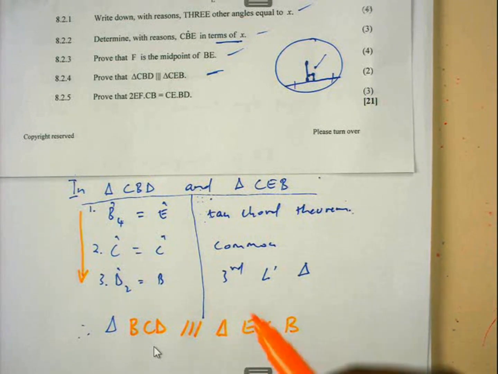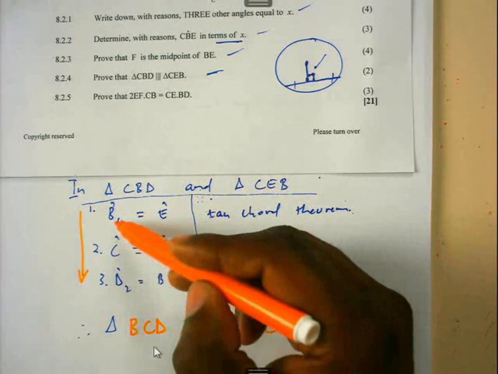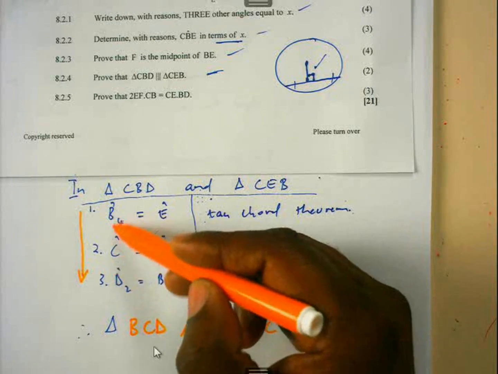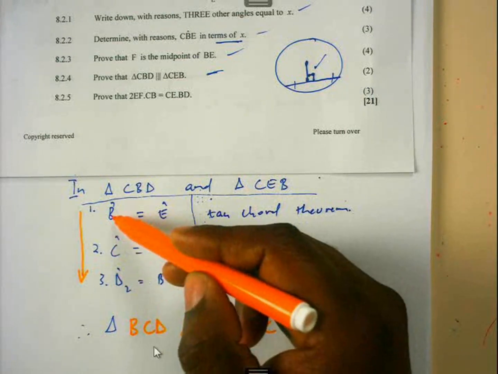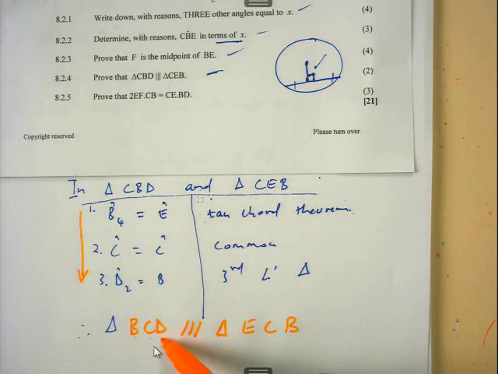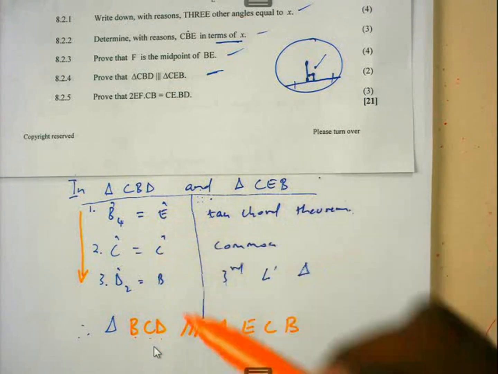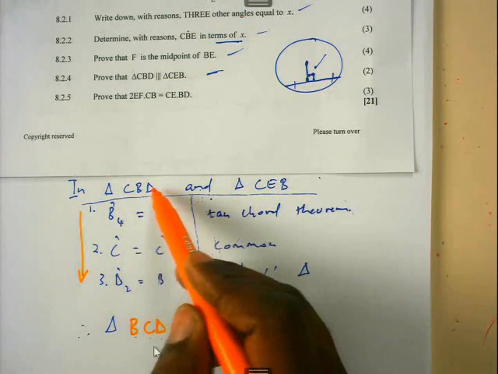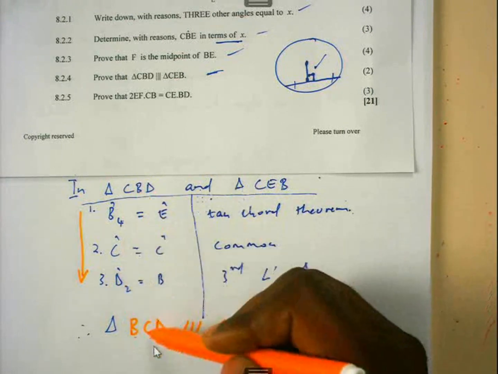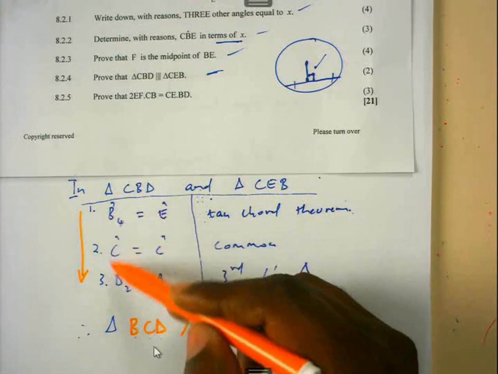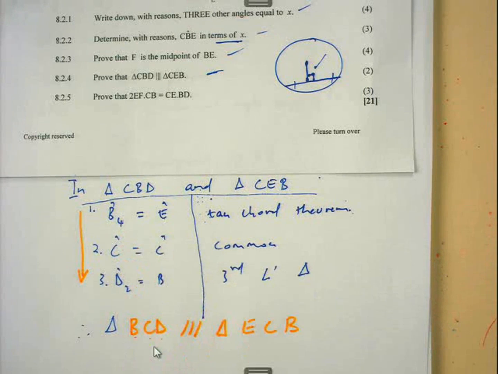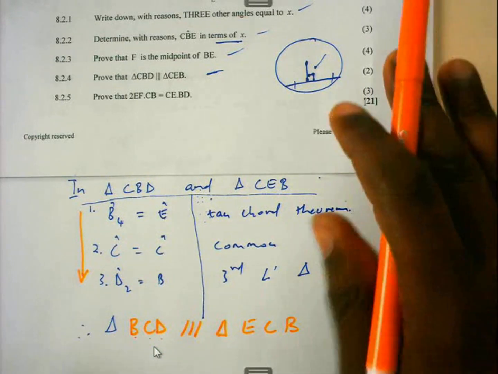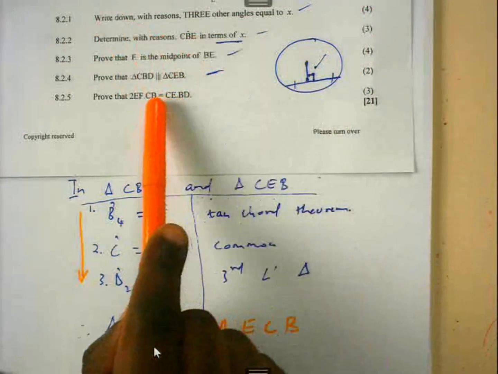Do you see that? Triangle ECB. We write them in the order in which we wrote the angles. Triangle BCD is similar to triangle ECB. It is still the same triangle in any case. But now we want to write it in the order in which we have proved the angles. That is very important. And for the next question, without wasting time, look, it talks of sides being proportional.